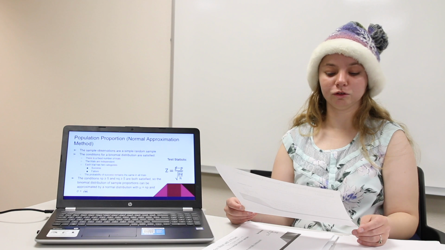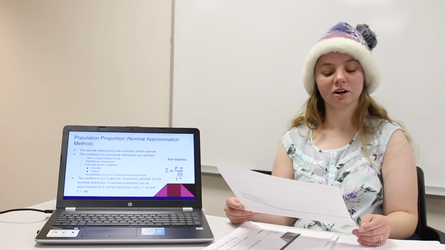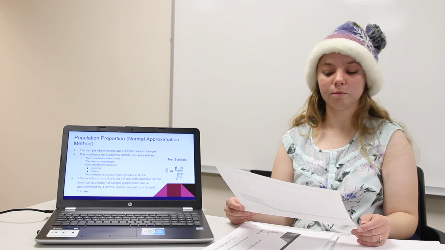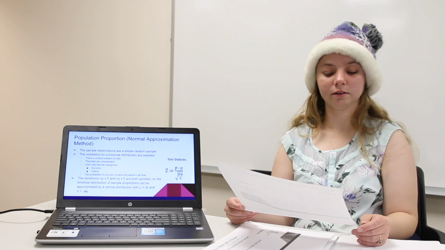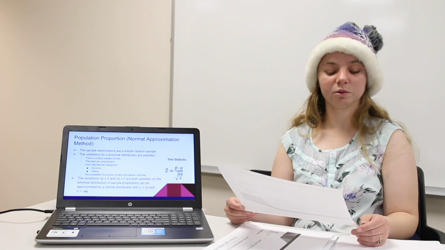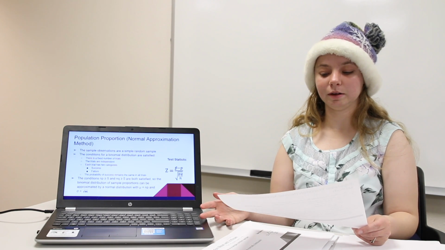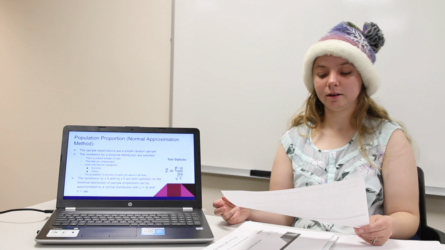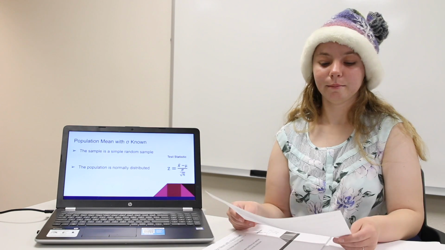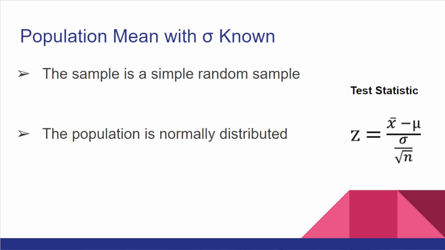So the binomial distribution of sample proportions can be approximated by a normal distribution with mu equals np and sigma equals the square root of n times p times q. So the test statistic would be z equals p hat minus p divided by the square root of p times q divided by n. Population mean with sigma known, the requirements are the sample is a simple random sample, and the population is normally distributed.